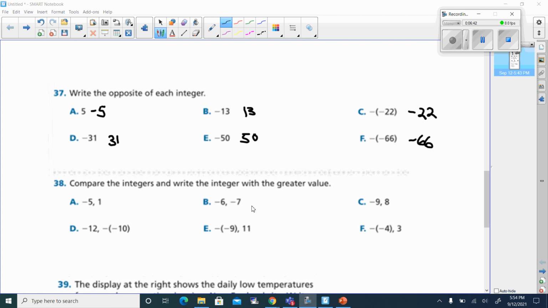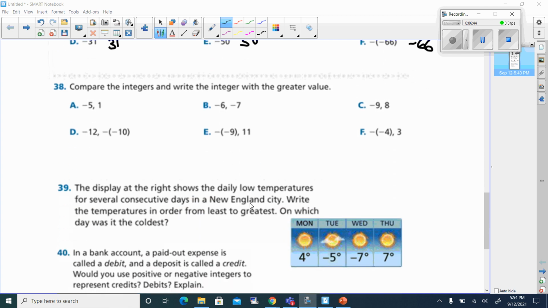And we're moving down to number 39. Compare the integers and write the integer with the greater value. We got -5 and 1. Even though 5 is a bigger number, it's to the left on the number line. So it says compare the integers and write the integer with the greater value. The greater value is 1.